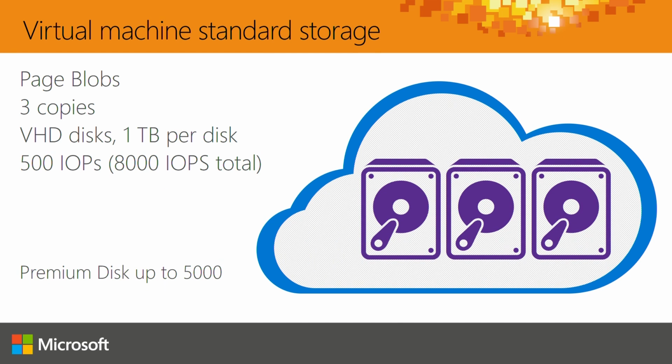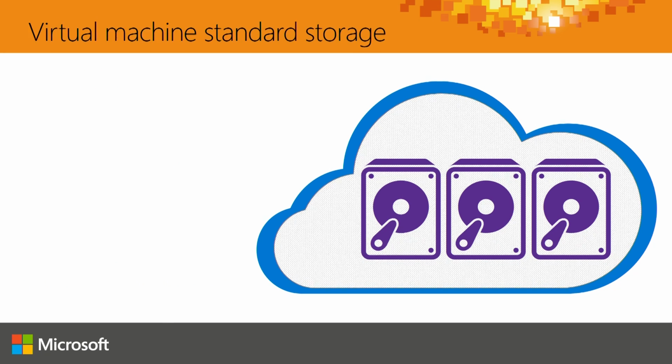You're only ever going to be using one of those copies when the machine's there, but in case that particular storage that drive is now associated with happens to blow up, we have the other copies available, and the machine is able to go off and continue to function. Now, we have 500 IOPS per disk that's available as maximum bandwidth. A premium disk, which I'll talk about in just a little bit, actually has upwards of 5,000 IOPS per disk.